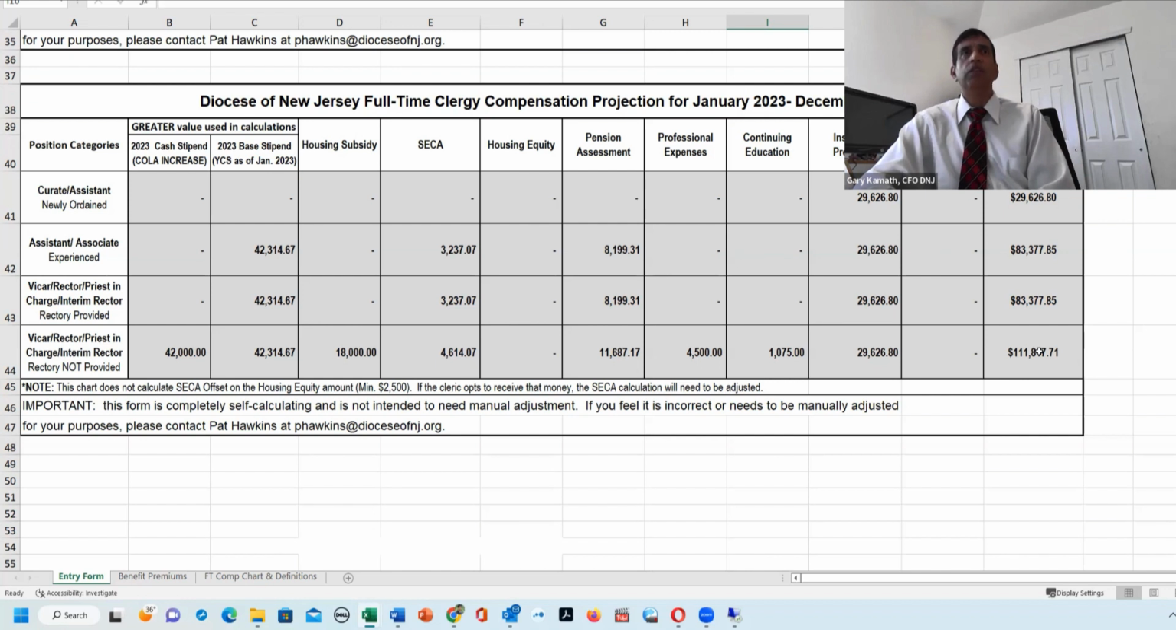You may have some uniqueness within your facility, but if you look at these two scenarios, these are the main scenarios we see. Any other questions on the full-time clergy compensation?